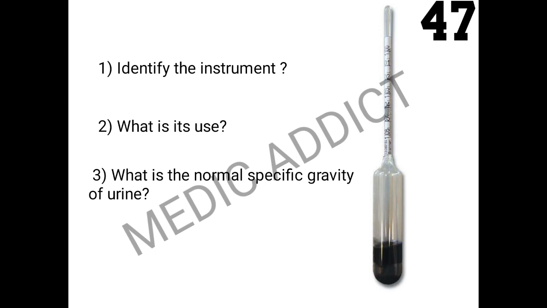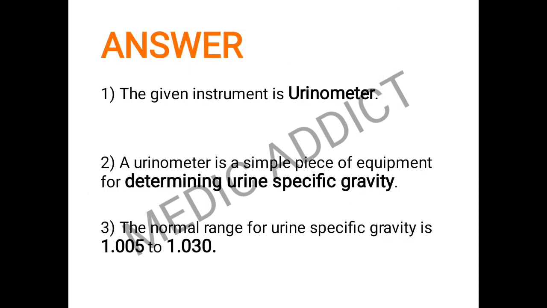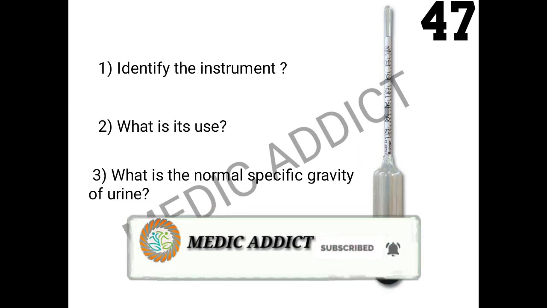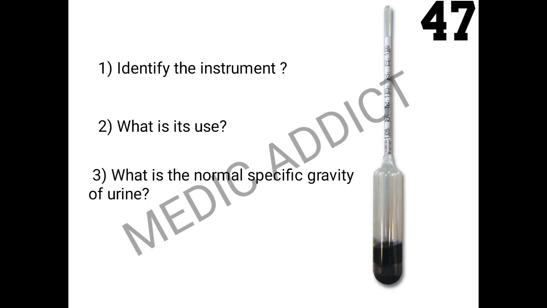So based on this image, we have to identify the instrument, we have to write its use, and we have to give the normal specific gravity of the urine. So by the last question, we can easily say that the given instrument is a urinometer, as it is asked what is the normal specific gravity of urine. So we know that this is something associated with the measurement of urine.